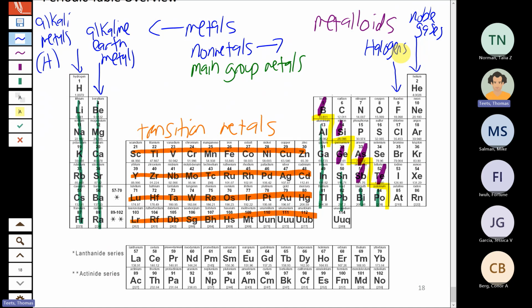The key points are that metals are on the left, nonmetals are on the right. The ones in between are called metalloids, and some of them have more specific classifications. So make sure you're familiar with that as we go forward, and I'll see you guys next week.